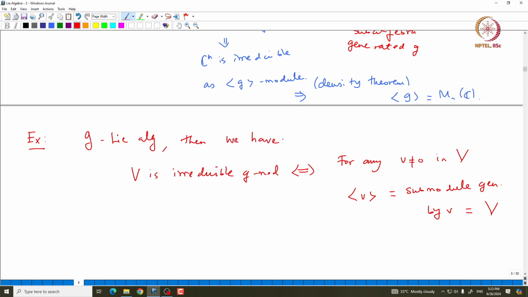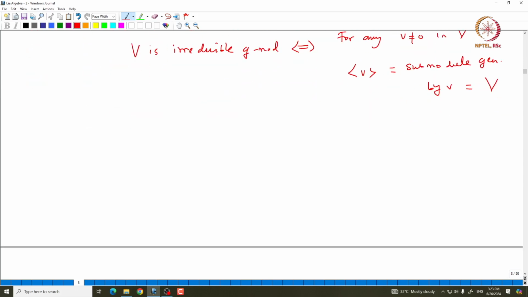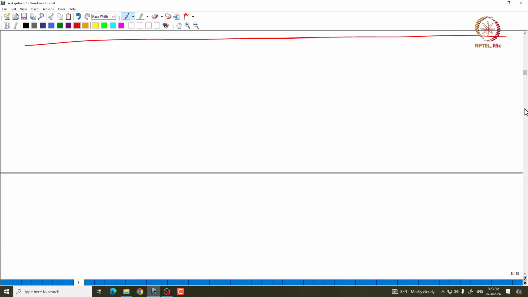So, this is a very simple exercise, I will leave it to you. Let me now define what is the direct sum of two modules. Let us say W1 and W2 are given G modules. Then one can construct the direct sum of these two vector spaces.